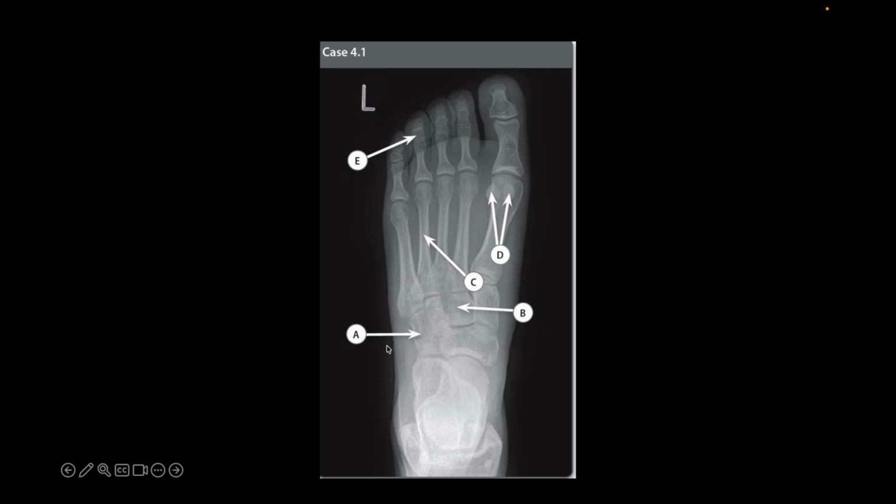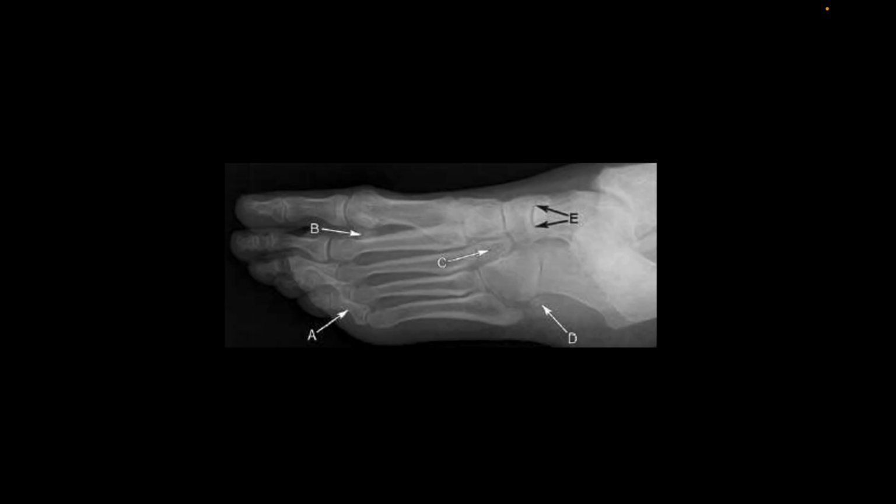A would be, so this is the left side, A would be your cuboid. You've got your medial, your intermediate and lateral cuneiforms. You've got your metatarsals, this would be the fourth, and then it's pointing to the sesamoid bones here, which I've just mentioned, and then E would be the middle phalanx of the fourth toe.